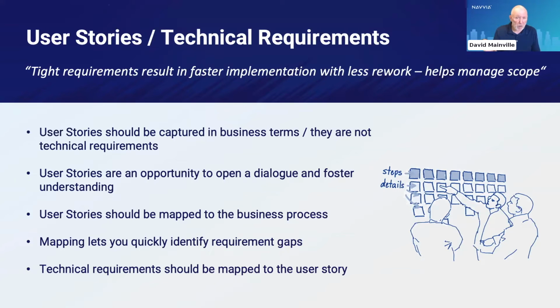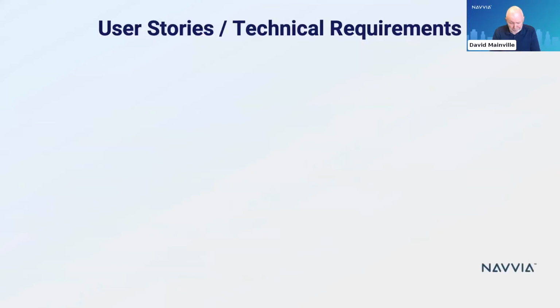Now, when you map the requirements, it's really great because you can identify gaps when you map it to the process, because if steps in your process don't have user stories, it might be an indication that you haven't captured all the requirements. So by having good mapping between the process and the user stories, you can really identify perhaps gaps, and you can then drill down and find out what you need to know before you start implementing the tool. Here's a little example of what I mean by that.